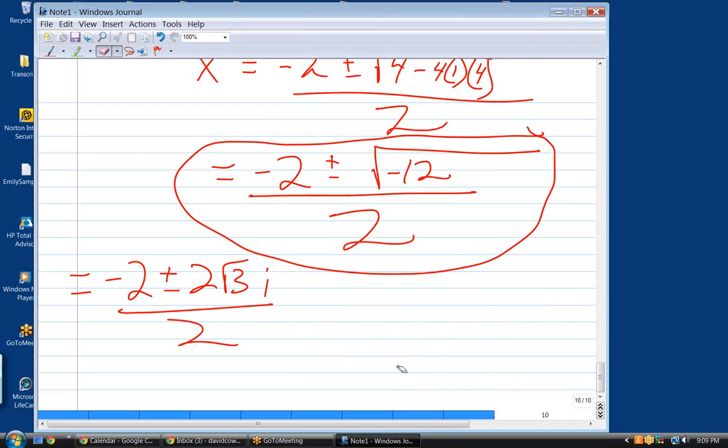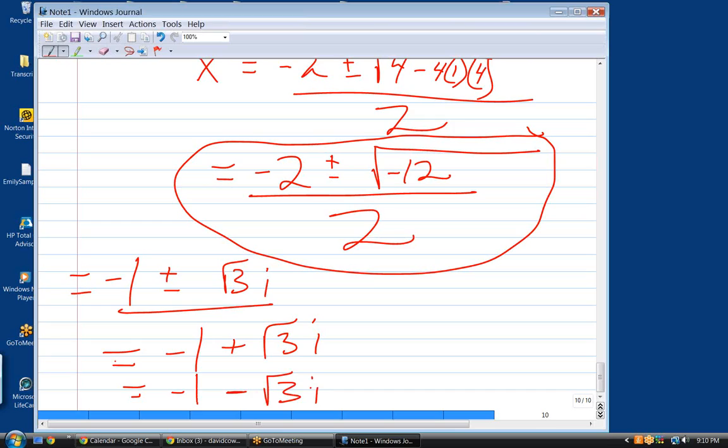You can divide top and bottom by 2 and make all of those be 1s. You see how I can do that? In other words, you can always divide the top of a fraction and the bottom by the same number, but it doesn't make it go to 0, it just makes it go to 1. I don't need to write these two 1s, I need to write that one. So my answers are minus 1 plus root 3 i and minus 1 minus root 3 i.